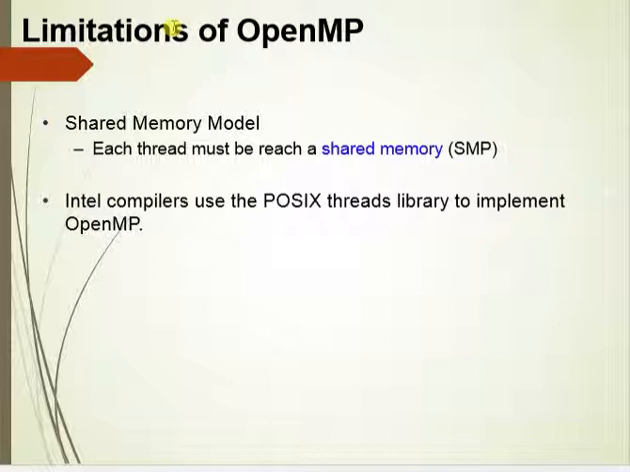Now, these are the limitations of OpenMP. The first one is the shared memory model: each thread must be able to reach shared memory. The Intel compiler uses the POSIX thread library to implement OpenMP. These two are the limitations of OpenMP.